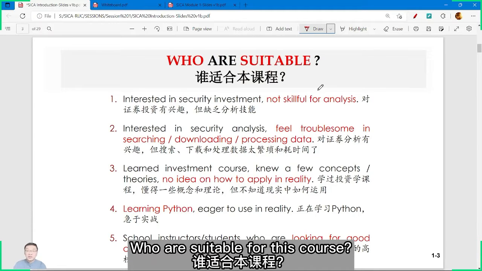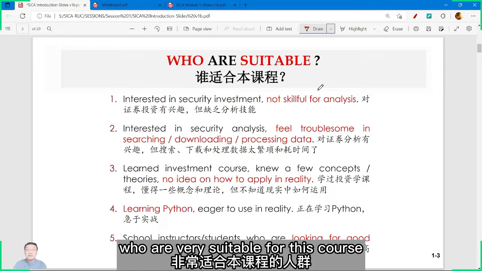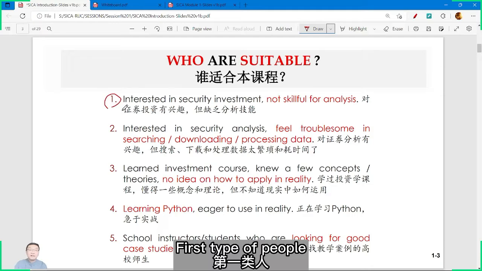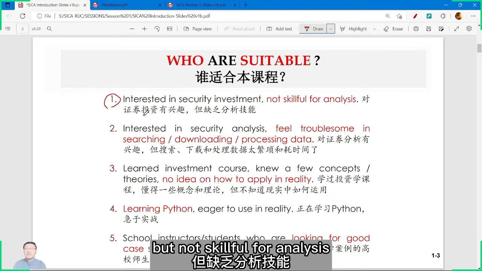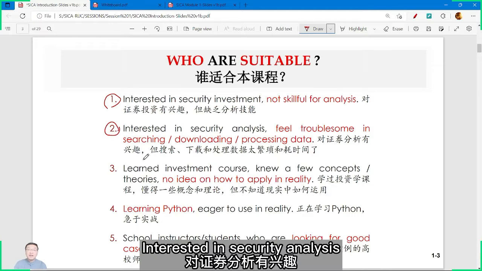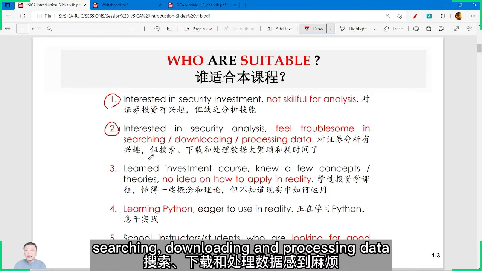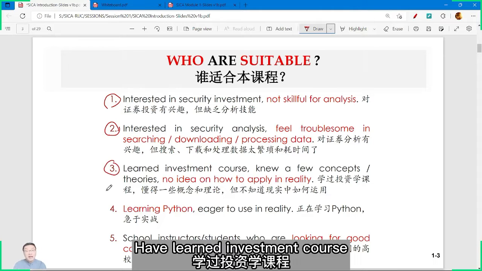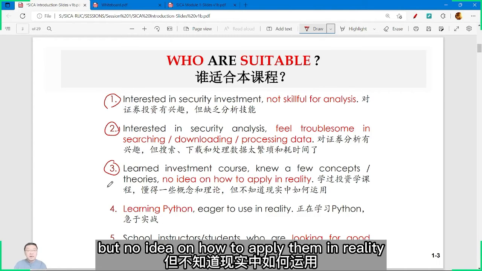Who are suitable for this course? I summarize 5 types of people who are very suitable for this course. First type of people, interested in security investment, but not skillful for analysis. Second type of people, interested in security analysis, but feel troublesome in searching, downloading, and processing data. Third type of people, have learned investment course, already knew a few concepts and theories, but no idea on how to apply them in reality.